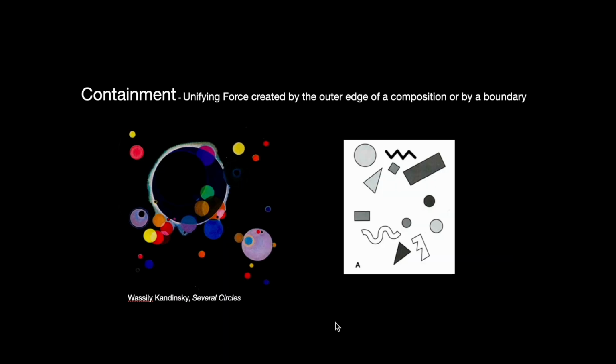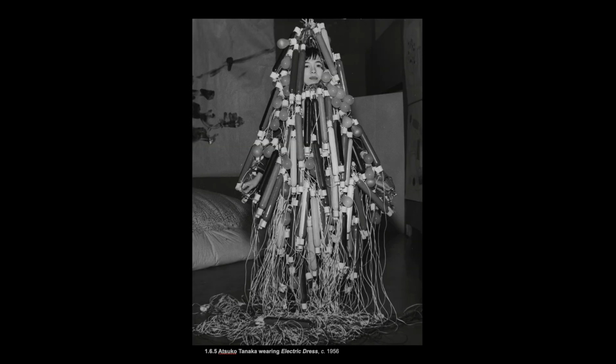Containment: a unifying force created by the outer edge of a composition or a boundary. So just putting a square around something creates a unification in some way. So here we have Atsuko Tanaka's Electric Dress from 1956. This is a performance piece. Tanaka was part of the Gutai group. Gu translates to tool, and Tai translates to body. So it represents the physical methods of many of the group's artists who use their own bodies in their works.